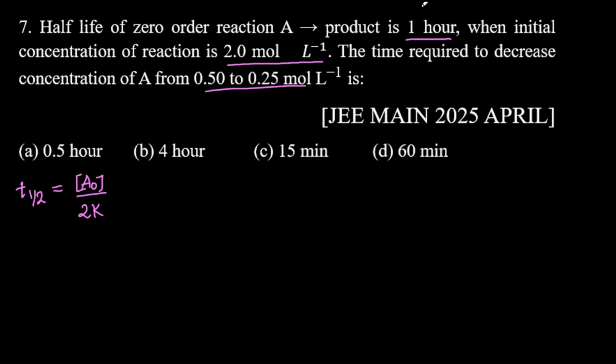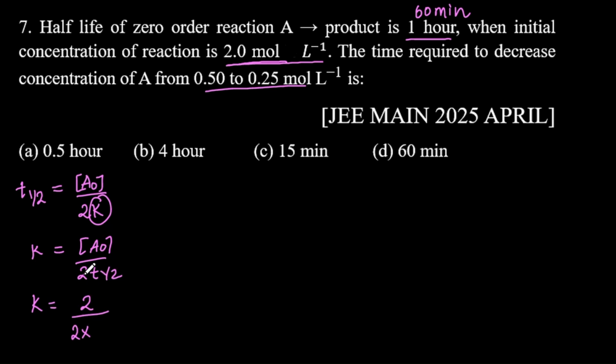So the half-life is given as 1 hour. In options you are also having minutes, so 1 hour is 60 minutes. From this you can find the rate constant K, because the A naught value, that is the initial concentration, is also given. So let us substitute this. K is equal to initial concentration divided by 2 into t half. So K is equal to initial concentration 2 divided by 2 into t half, which we have found as 60 minutes. So this 2 will get cancelled. So the rate constant is 1 by 60.